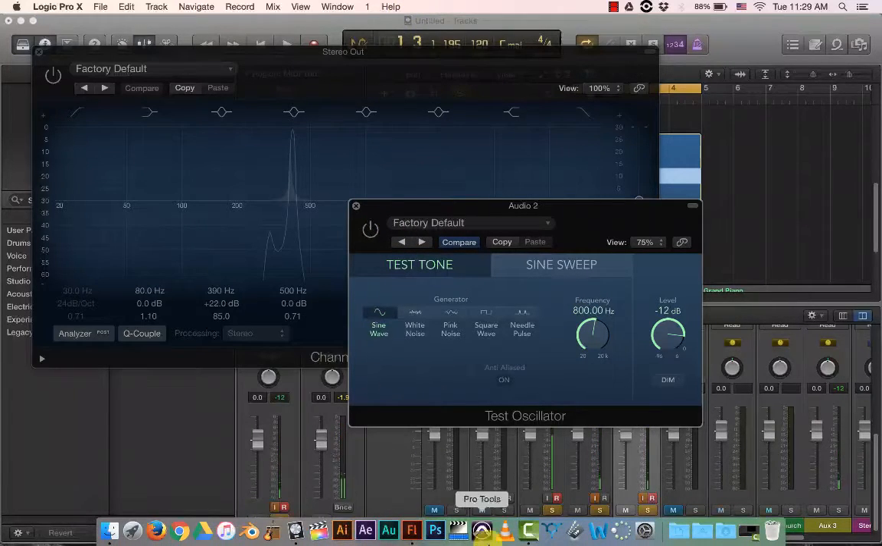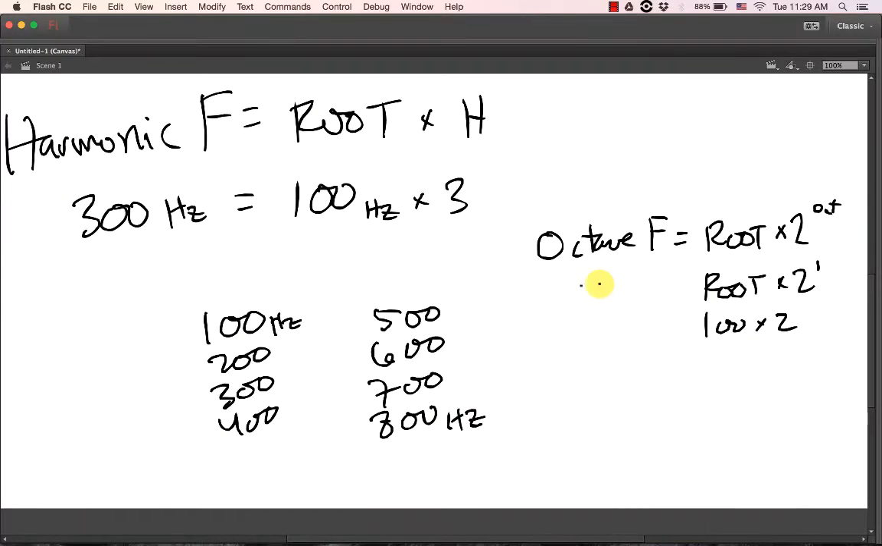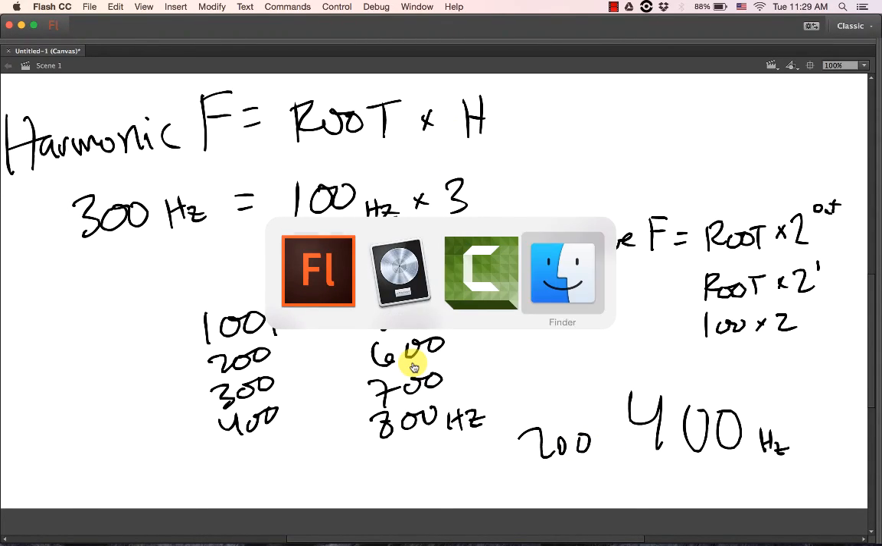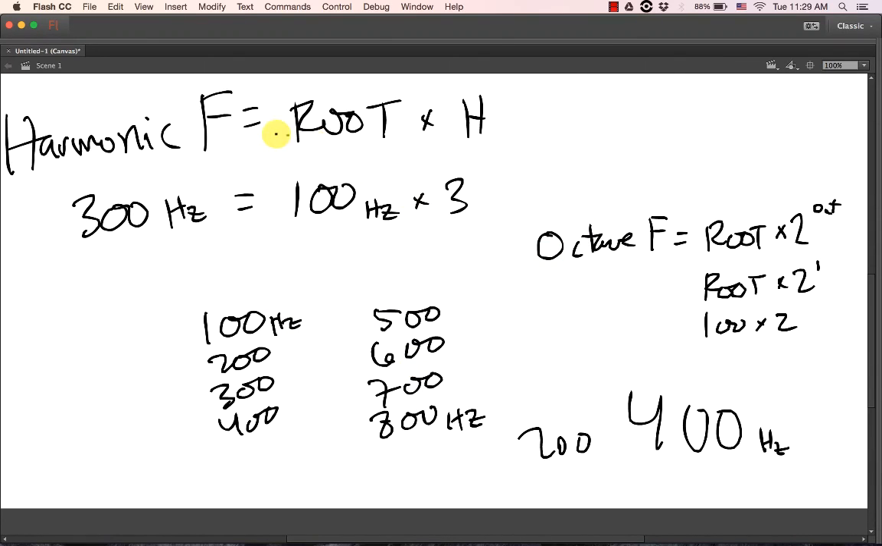Okay, so that is how harmonics and octaves work. So use these equations when you need to figure out your harmonic content. And octaves also work the opposite way. So if we want to know what an octave below 400 Hertz would be, you can just divide that in half. So 200 would be an octave below that. So try this out with your homework, and we'll see you next time.